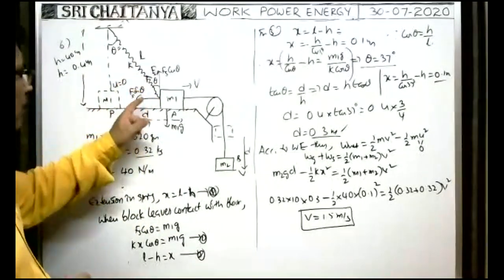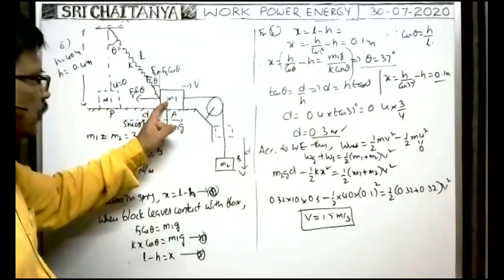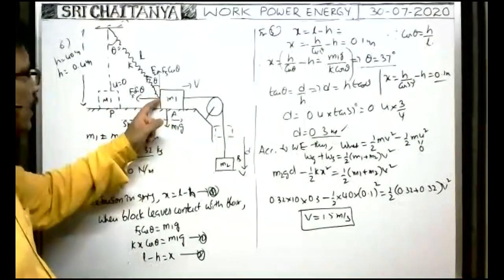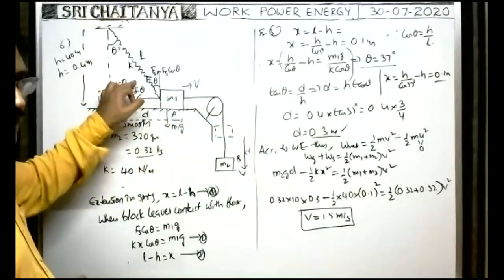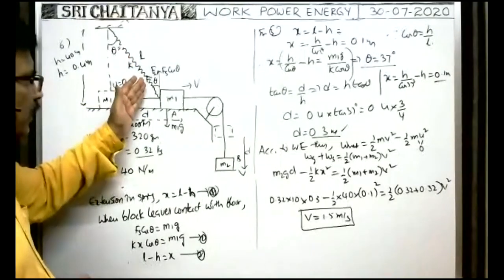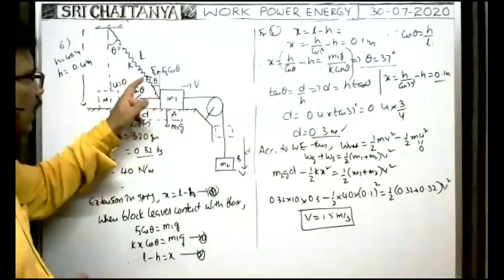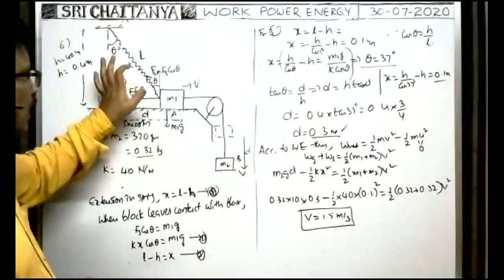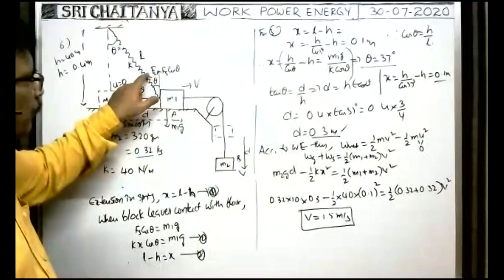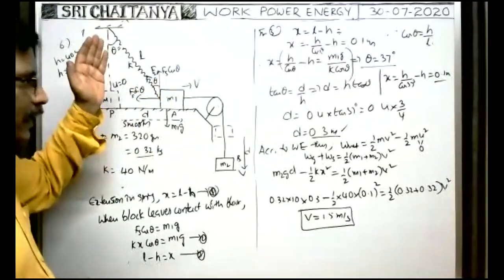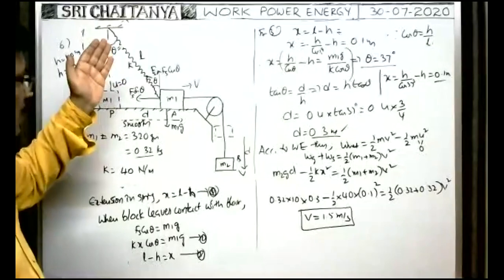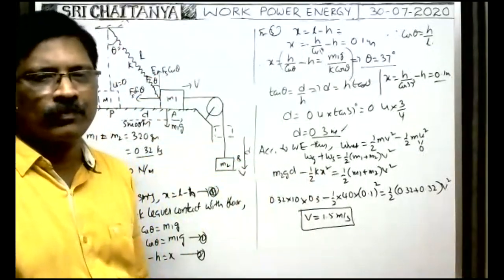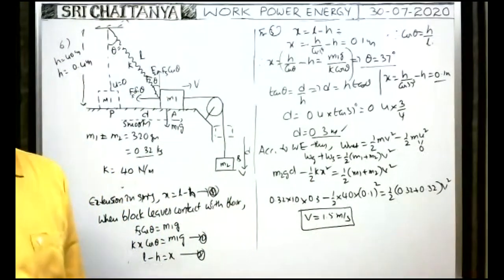Work done by spring force. Whenever the block comes from this position to this position, the spring extends by x. The length of the spring increases by x. That's why work done by the block on the spring is equal to half kx square. At the same time, the spring, by applying the spring force on the block against its motion, does the same work but in the opposite direction. That's why minus half kx square. Okay, Bala.